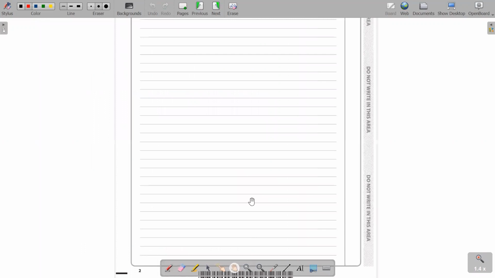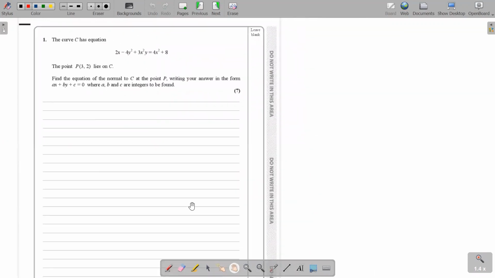Question number 1. The curve C has equation 2x minus 4y square plus 3x square y equals 4x square plus 8. The point P(3, 2) lies on C. Find the equation of the normal to C at the point P, writing your answer in the form ax plus by plus c equals 0, where a, b, c are integers to be found.